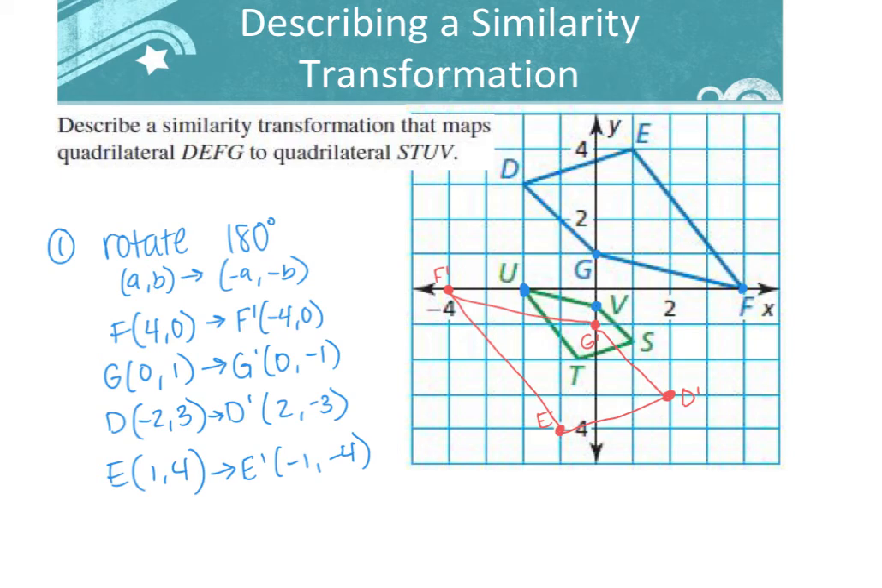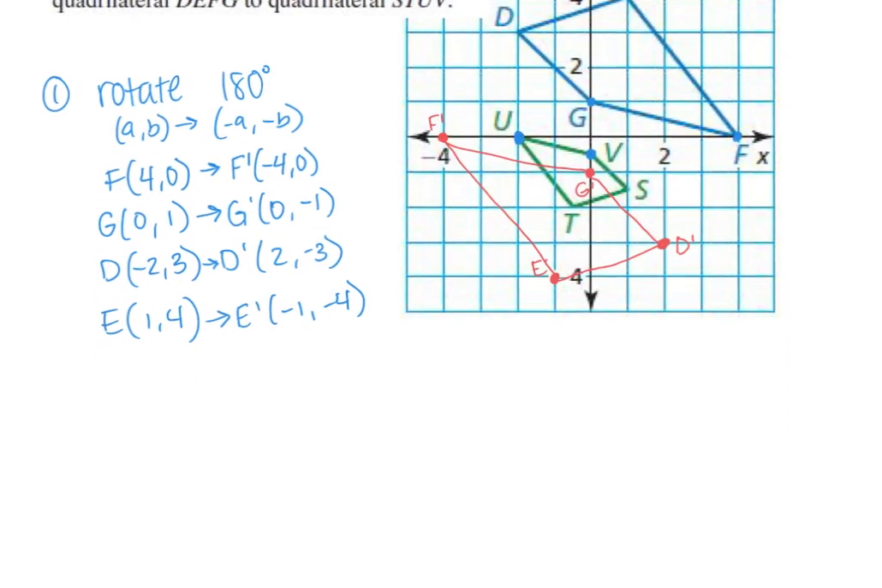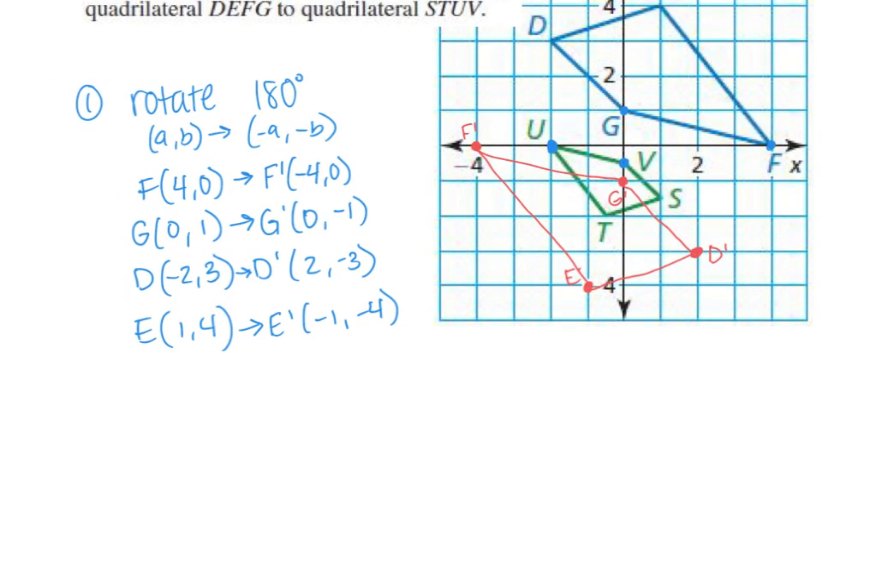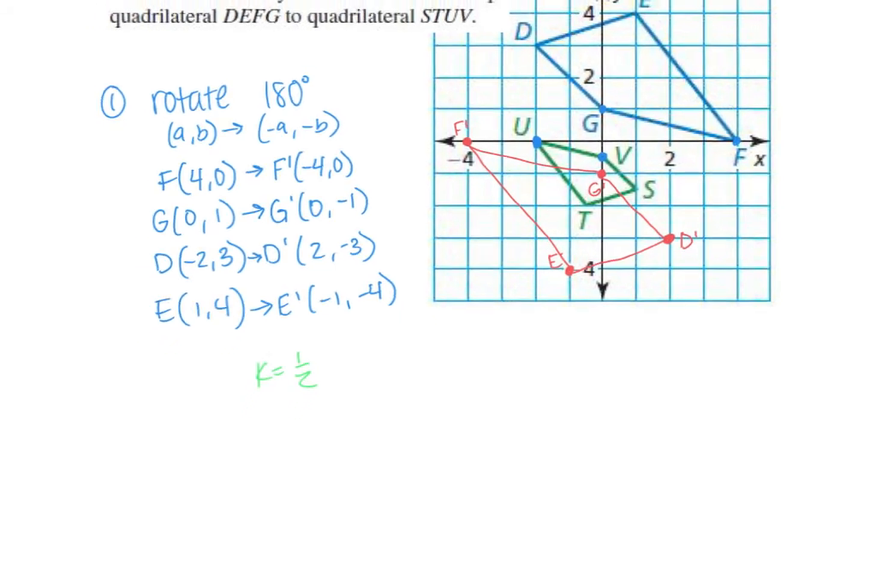Okay? All right, so now we have to dilate it, okay? Let's take a look at G prime. Remember, G matches up with V, so it looks like it shrunk by a half, right? And also F prime and U, it shrunk by a half. So let's use K. Let's say K equals 1/2. Let's just try it.